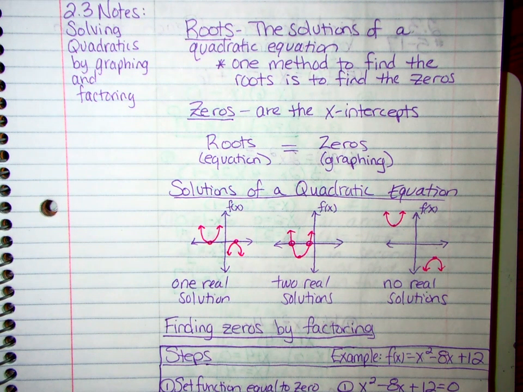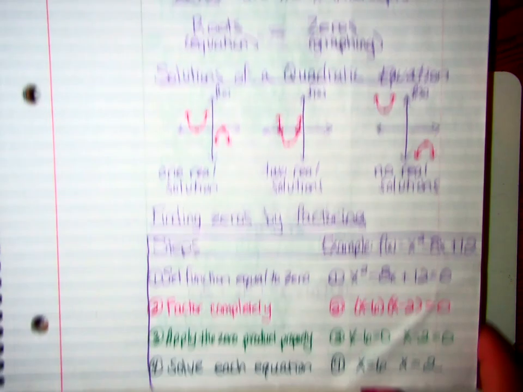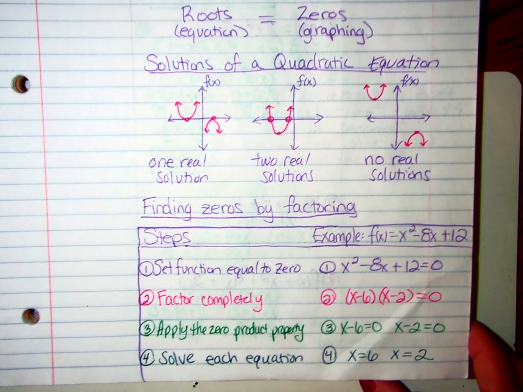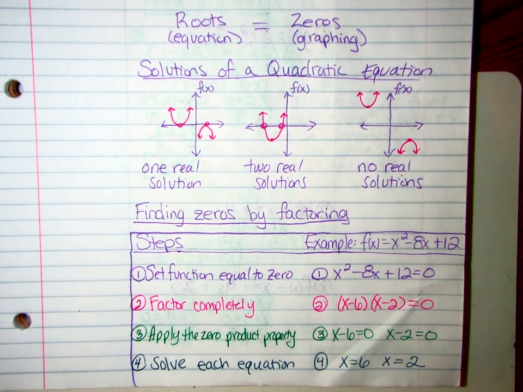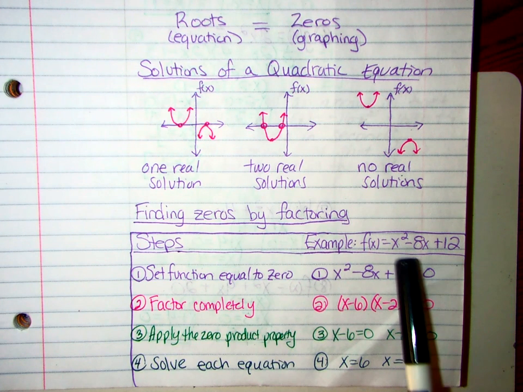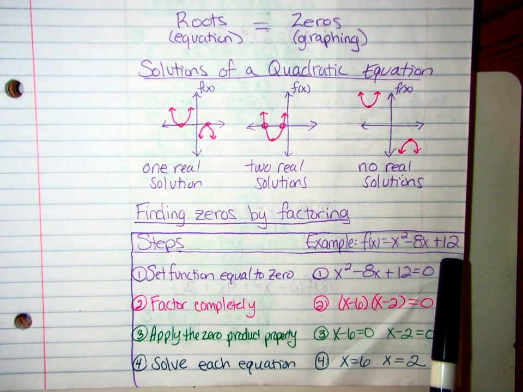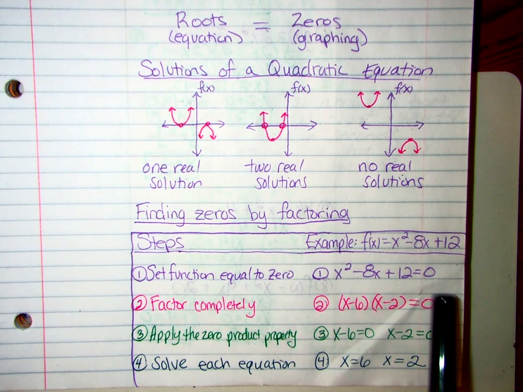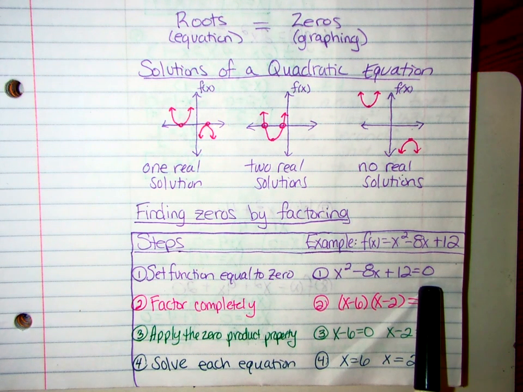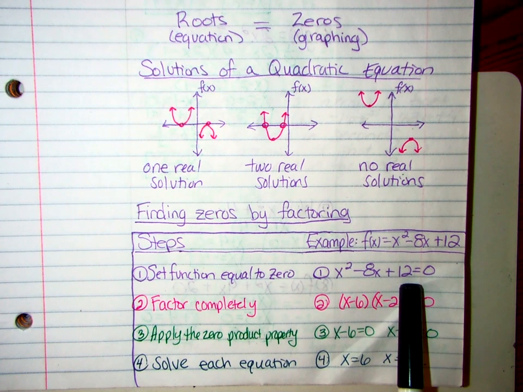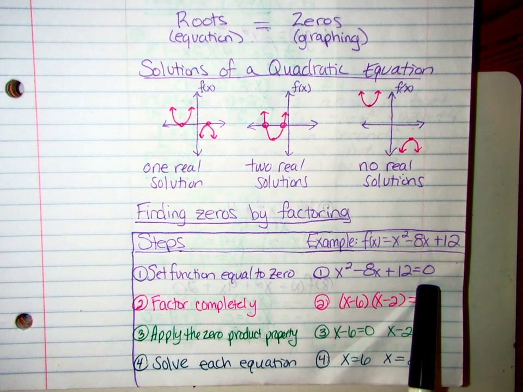Okay? And so we have steps to find our zeros by factoring. Okay? So our step one, here's our example. We're going to do x squared minus 8x plus 12. The very first step is to set it equal to 0. So all I did was write my polynomial and write equals 0.